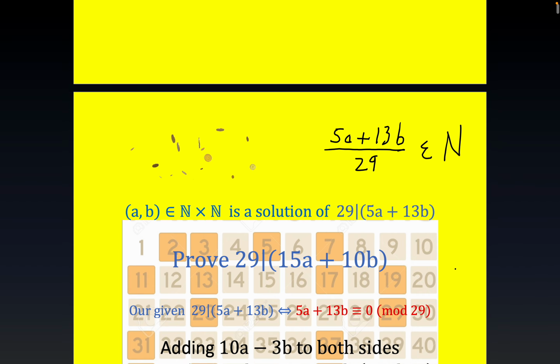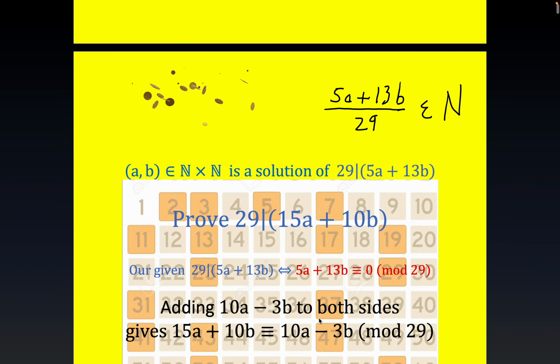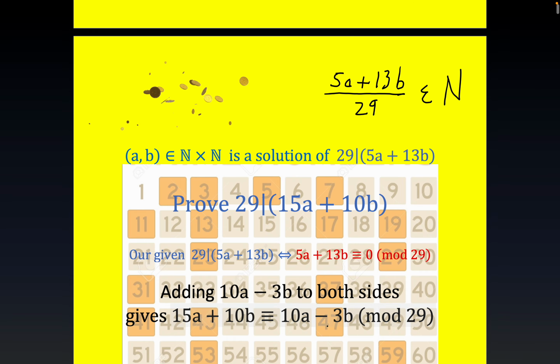Okay, so we're going to work from here, and we're motivated to add what we're looking for to both sides. That's exactly what I did. I added 10a minus 3b to both sides, because when you add it to 5a plus 13b, you get the expression we're seeking. You have to add it to the other side too, and 0 was on the other side, so you get 10a minus 3b on this side. So far we have 15a plus 10b is congruent to 10a minus 3b modulo 29.